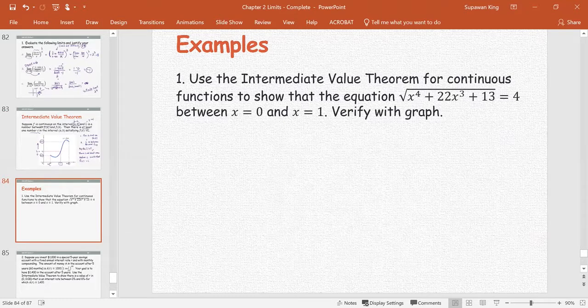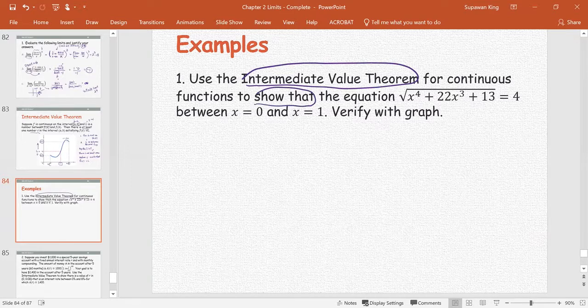For example, we use the intermediate value theorem for a continuous function to show, that means it's already true, to show the equation square root of x to the fourth plus 22x to the third plus 13 equals 4 between x equals 0 and x equals 1. In this case, your a is 0, your b is 1.